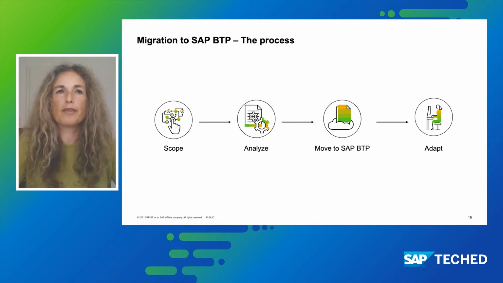Let's take a look at another use case, custom code migration to SAP Business Technology Platform. This is what the process of custom code migration to SAP BTP looks like. You also begin with the scoping and decide which custom code should be transformed to SAP Business Technology Platform. Then you analyze the custom code for SAP BTP readiness, move it to SAP BTP, and finally adapt it.